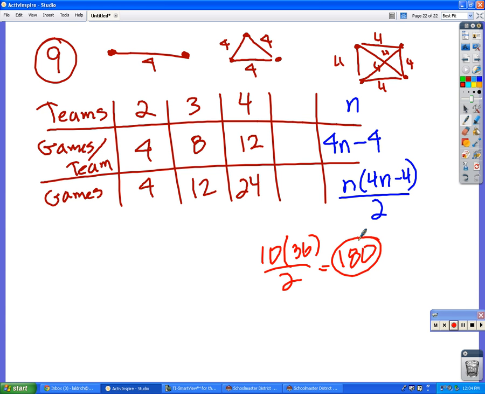Okay? Number 10 is a great question because it relates to what we did yesterday. It says each person at a party shook hands with everyone else exactly once. What is the formula we came up with yesterday for that situation? Anybody remember? Does anybody remember or have it in their notes? Rochelle, can you save us?